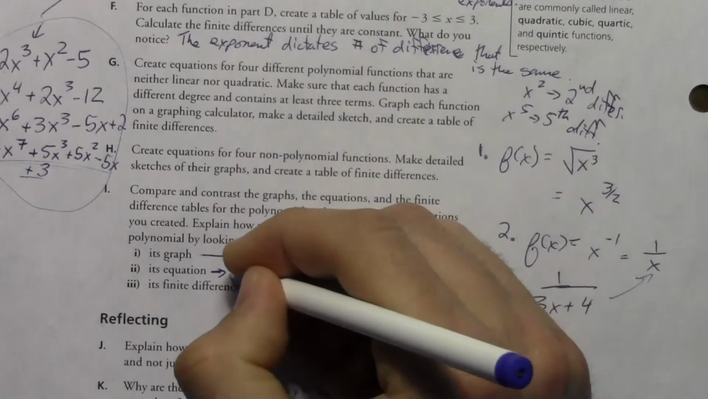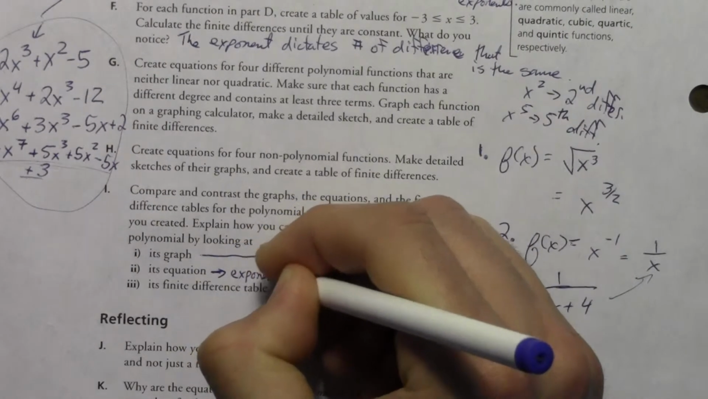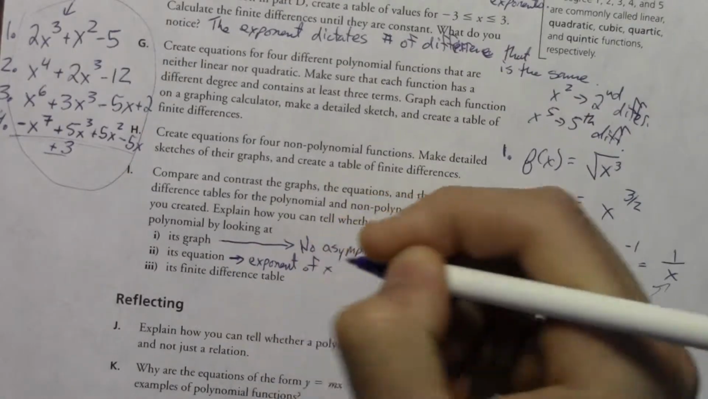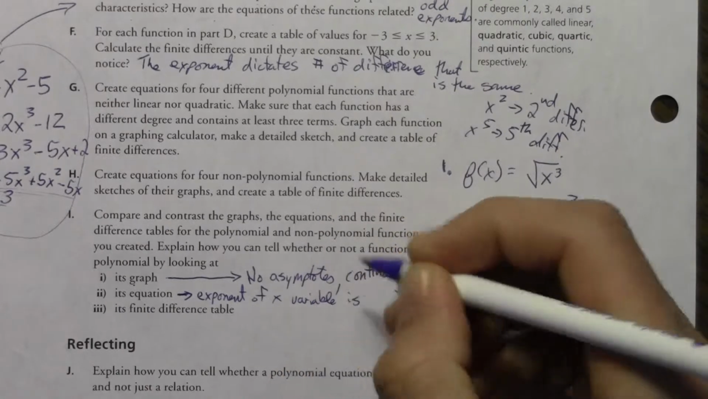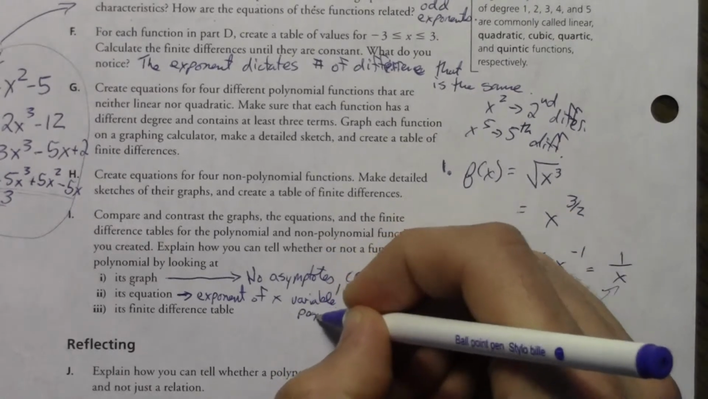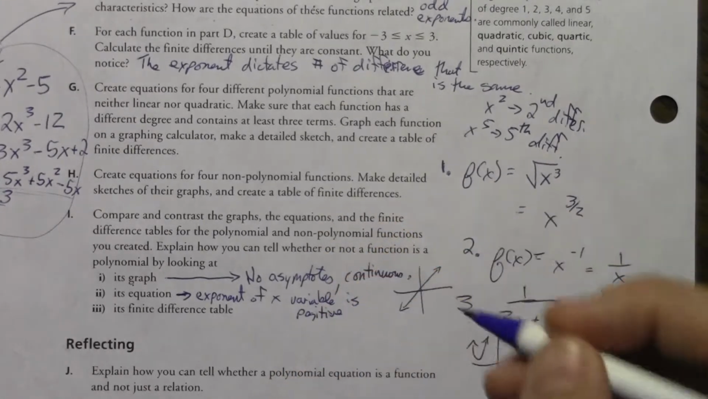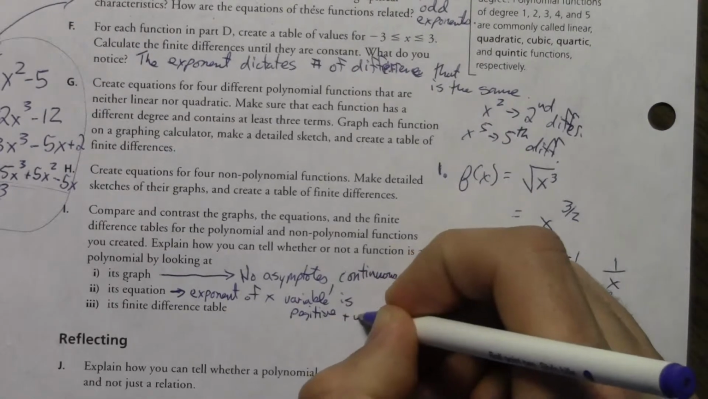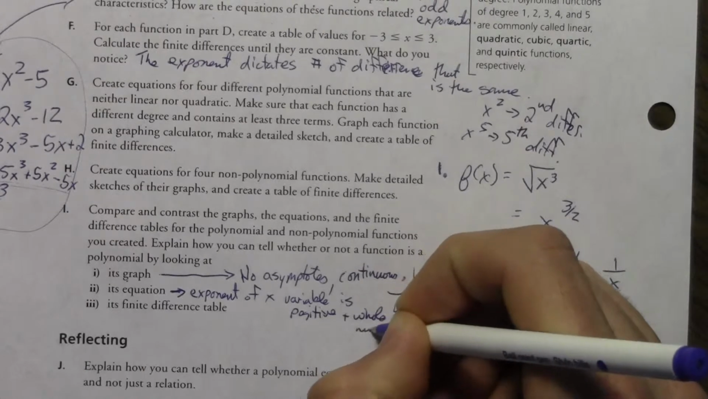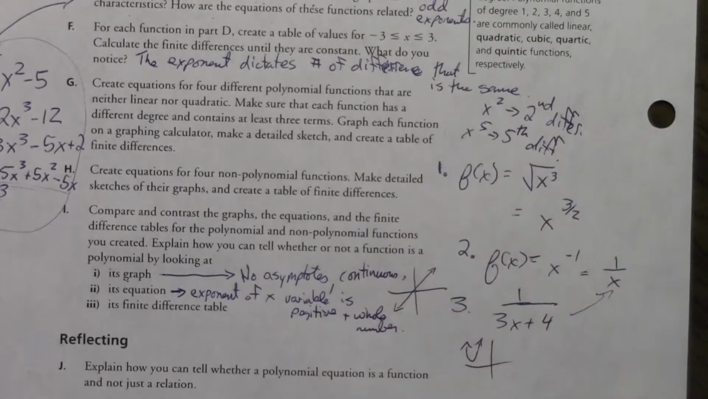Good. So in the equation, the exponent of the x variable is positive. And what else besides positive? Alan? Yeah, positive plus whole number or integer. And finally, it's finite difference.